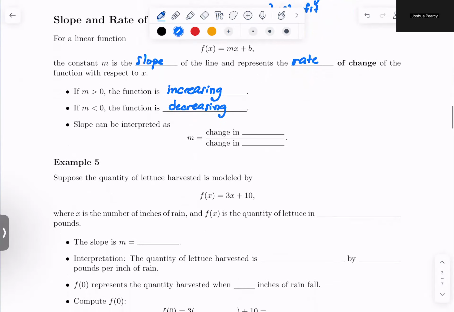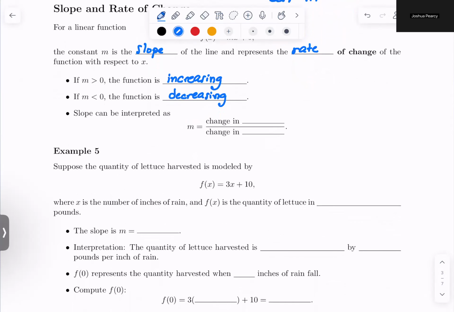So slope can be interpreted as, if you want to think of it in terms of x and y, change in y over change in x. So if we, for instance, have two ordered pairs like x1, y1, and x2, y2, then the slope m would be found by the change in y, which is y2 minus y1, divided by the change in x, which is x2 minus x1. You've probably seen this formula before.